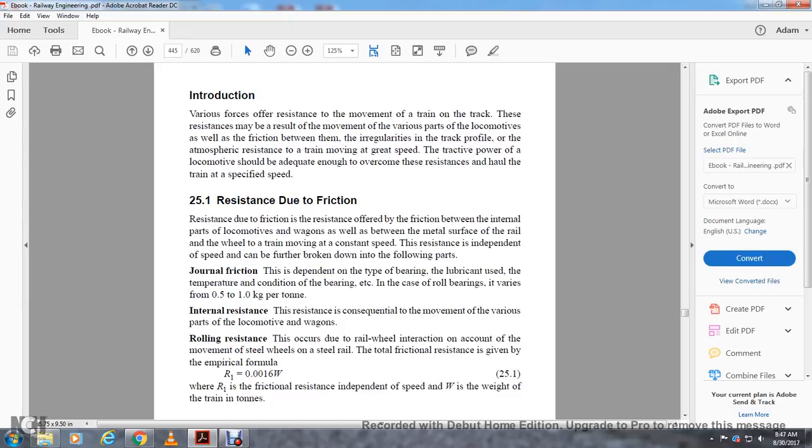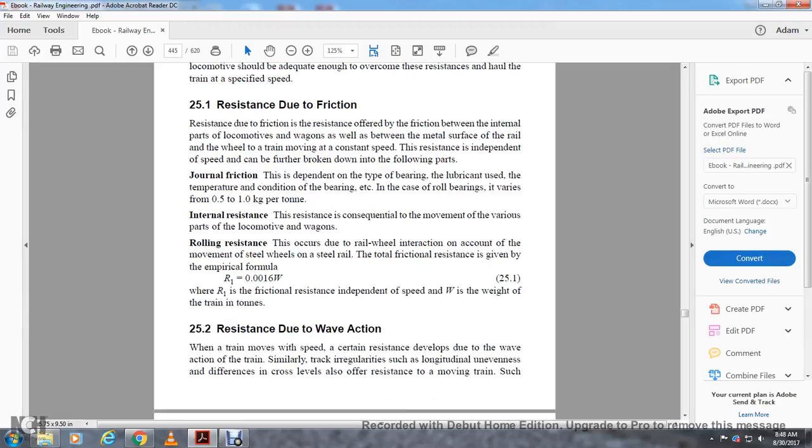Internal resistance is the resistance consequent to the movement of the various parts of the locomotive and wagons. Rolling resistance occurs due to the interaction of the steel wheels and the steel rail. The total friction resistance is given by the empirical formula, where R1 is the friction resistance independent of the speed, equal to 0.16 ten-thousandths of the weight of the train in tons.